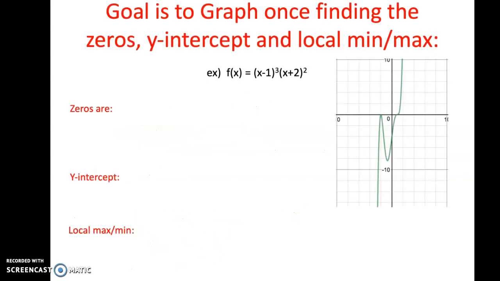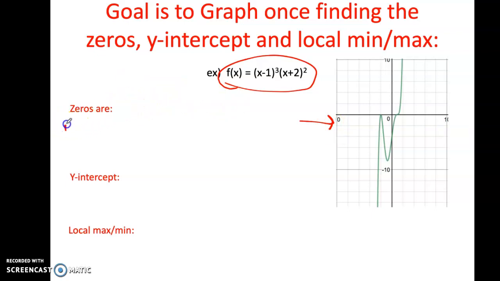Okay, so what you see here is our ultimate goal by the end of our lesson today and tomorrow: to be given a polynomial with a higher degree, either in factor form or standard form, and for you to create this graph. Now again, this is the same polynomial as the previous slide.